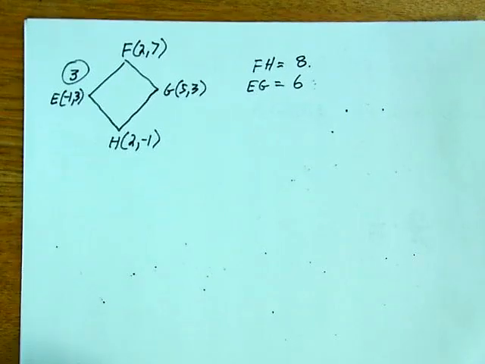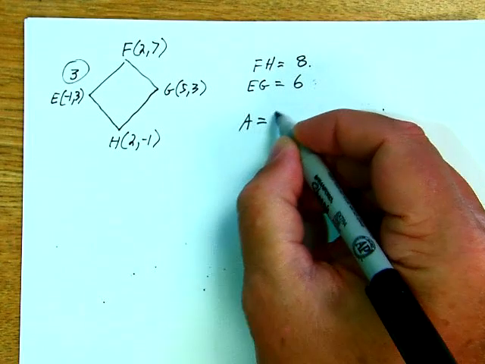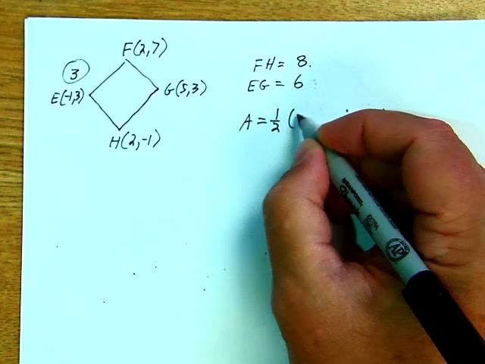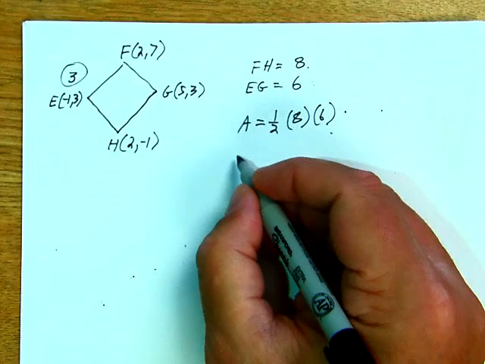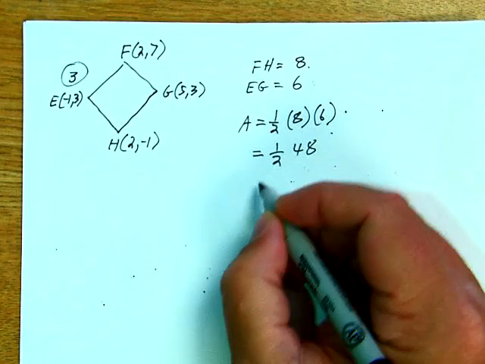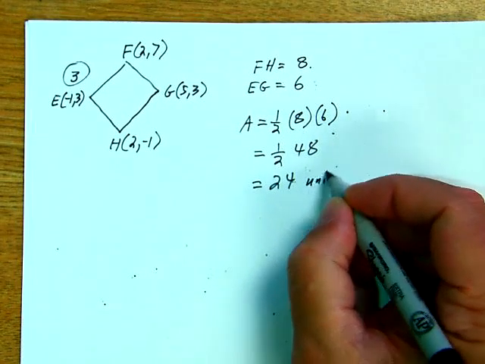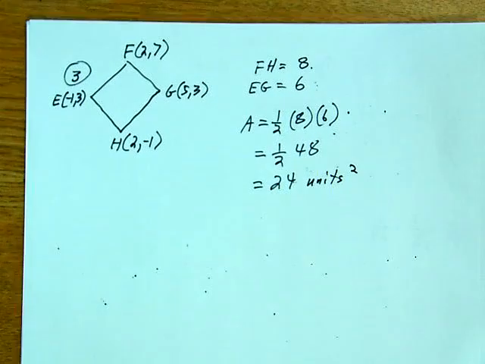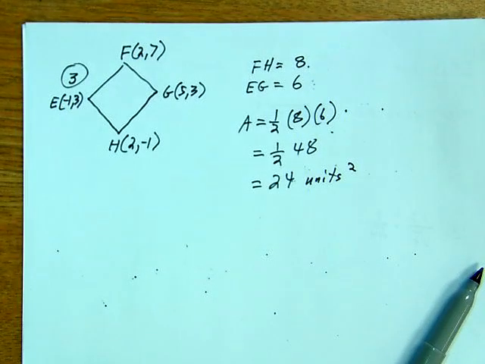So now I go back to my calculation for the area of a rhombus. 1/2 times 8 times 6. And that gives me 1/2 times 48, which gives me 24. And it's, once again, units squared, because it's an area. And that is a quick recap of this lesson.